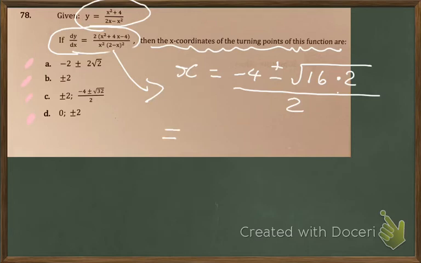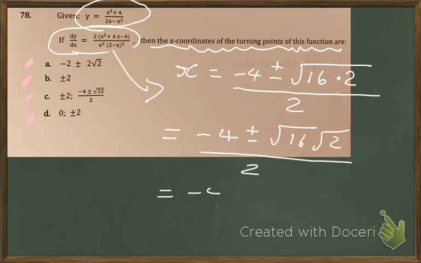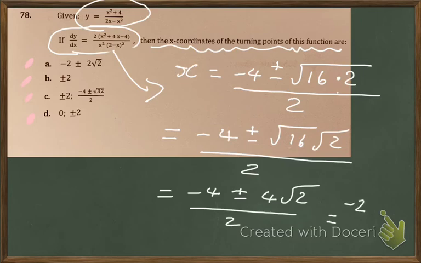And as we simplify, we get minus 4 plus or minus the square root of 16 times 2, which is the square root of 16 times the square root of 2, divided by 2. That's equal to minus 4 plus or minus 4 times the square root of 2, divided by 2. Now you can divide 2, the denominator, into the minus 4. It divides minus 2 times. And into the plus or minus 4 square root 2, that would simplify to give us plus or minus 2 square root 2.